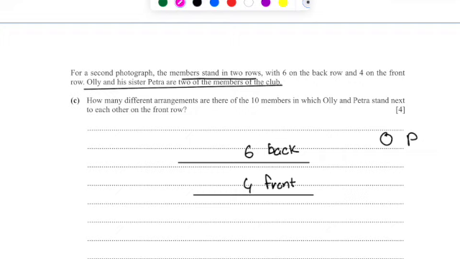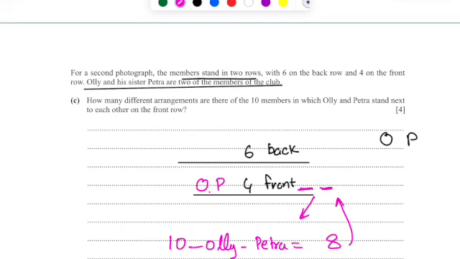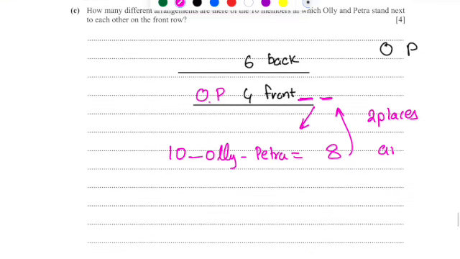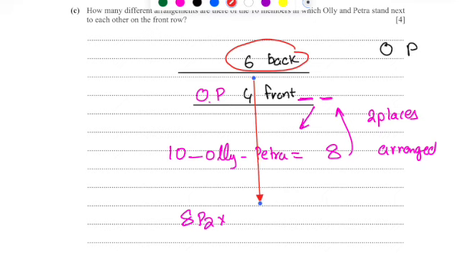So already Ollie and Petra are there. How many are left over? Out of 10, minus Ollie minus Petra, that is 8 people. 8 people have to be selected for 2 places and arranged, so it's going to be 8P2. The remaining 6 people can go over here in 6 factorial ways.